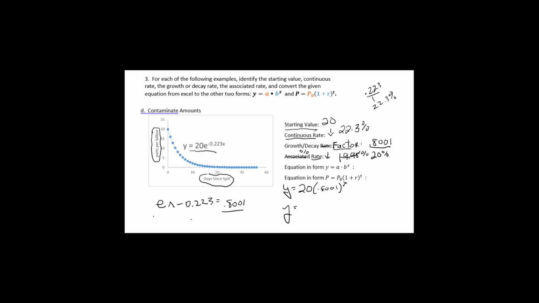And for the other equation, I'm going to get p equals, the initial value is 20. I'm going to get 1 plus 20 over 100. I'm sorry, 1 minus 20 over 100, which is essentially the same as this. This is just rounded. And that's going to be raised to the t power.